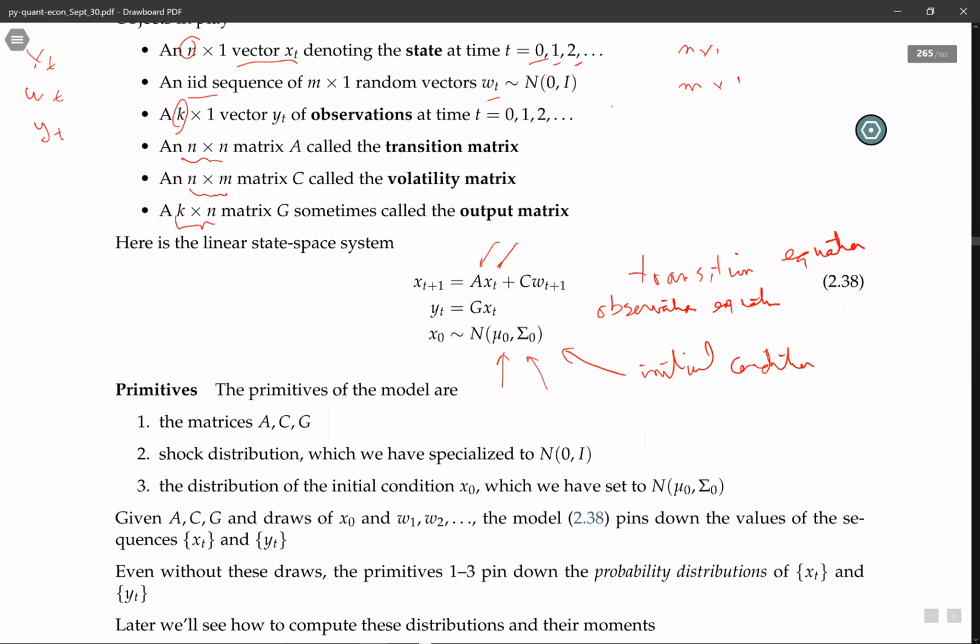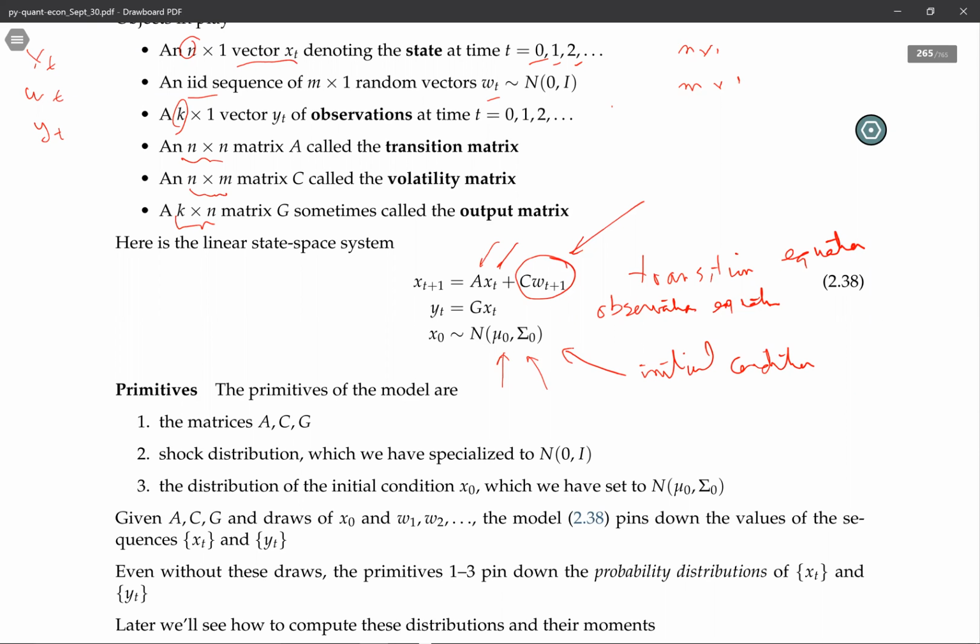So this is the vision. This is the vision of the world, actually. And this would be Laplace's vision if we didn't have this shock process. See, Laplace was saying basically there's no shock process. Okay, so this is called a linear state space system.